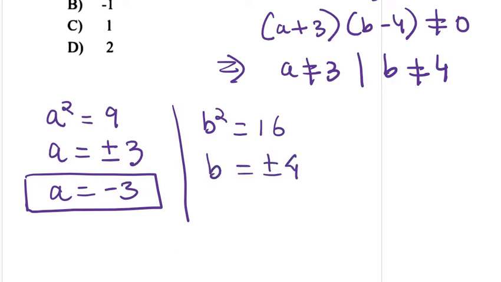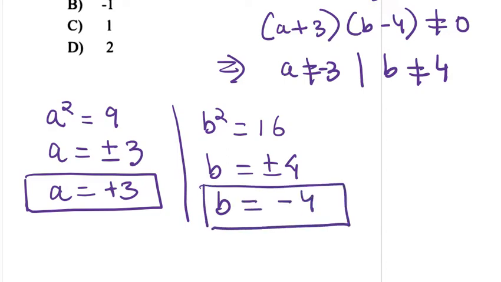Since b cannot be, over here, a negative 3, sorry, positive 3. So b is positive 3 over here. b cannot be a positive 4, so b is definitely negative 4. Right. So from here, let's rub that off and write it properly. So b cannot be negative 3 here.